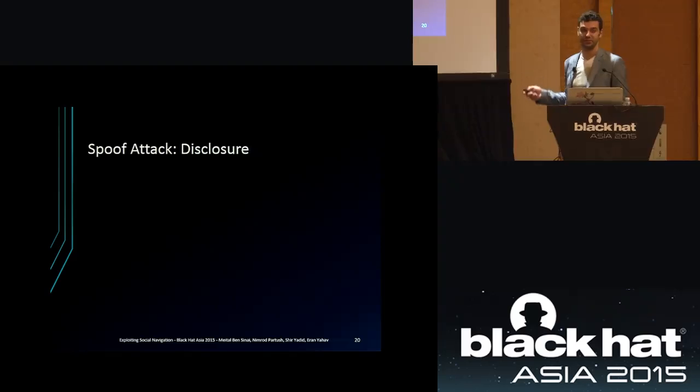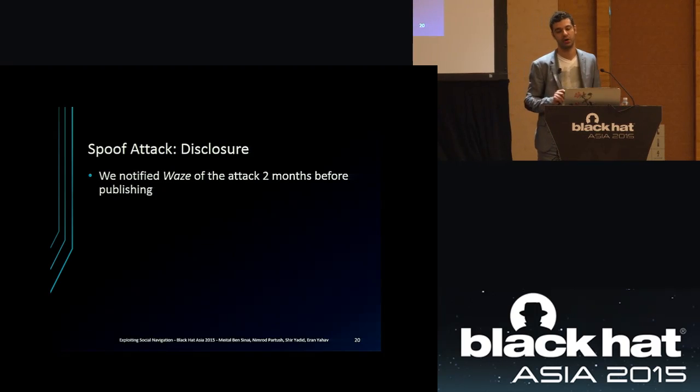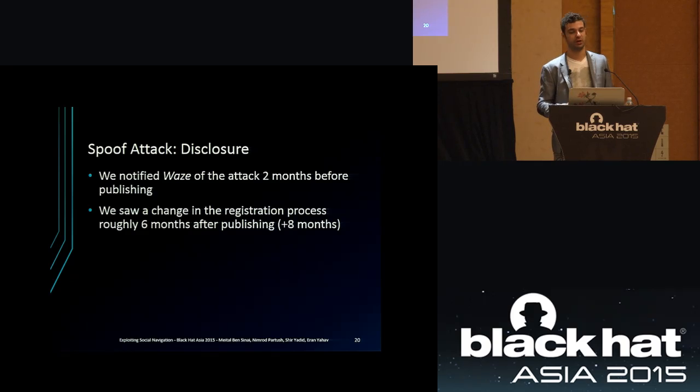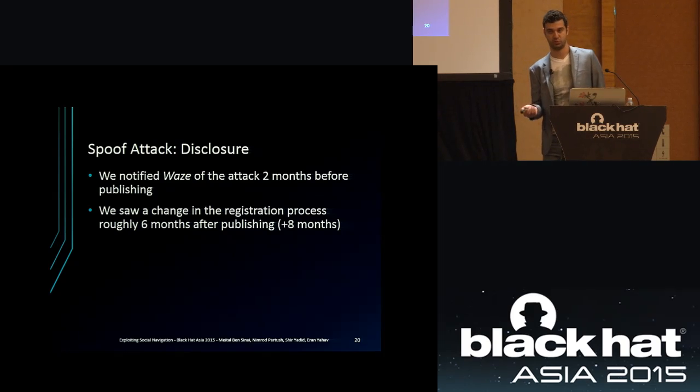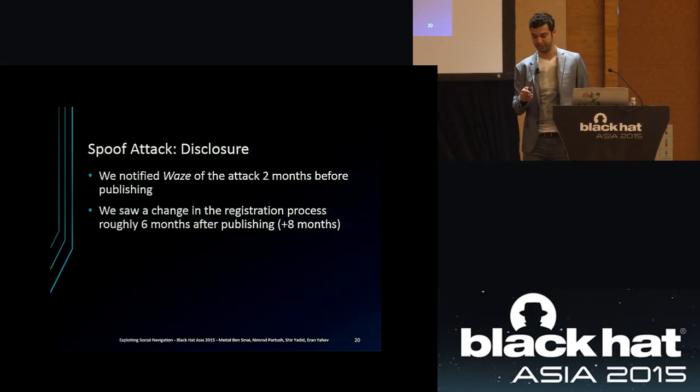Okay, so regarding disclosure, we notified Waze of the attack roughly 2 months before publishing it. We saw a change in the registration process, which kind of correlates to what we suggested as a mitigation. Roughly 6 months after publishing, the attack was still possible, 8 months later.